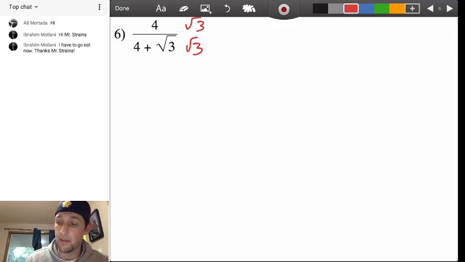Because what will have to happen is you'd have to distribute here. So it would end up getting rid of the square root of 3 there, but it would end up putting it over with that 4, so that's not going to work. What you have to do is use the same relationship as you use when you use the difference of squares rule.